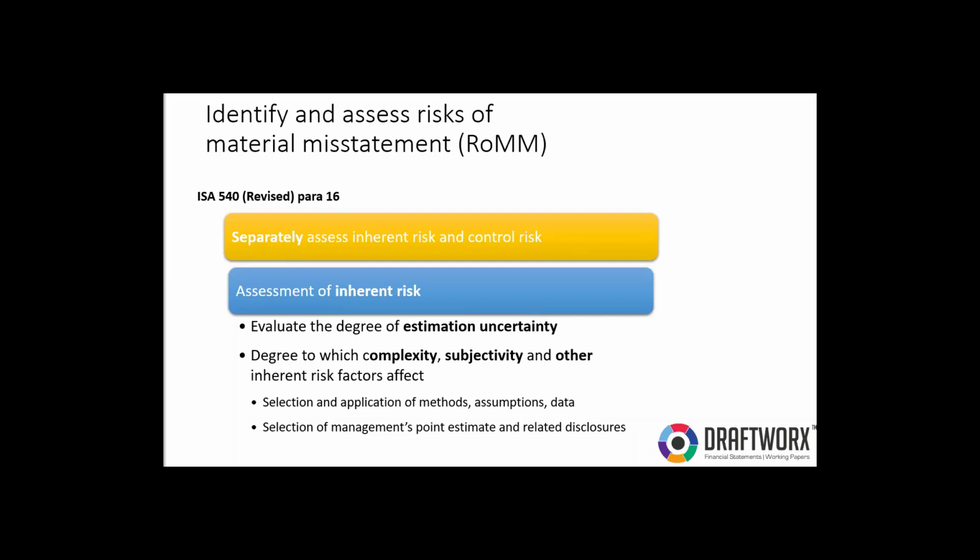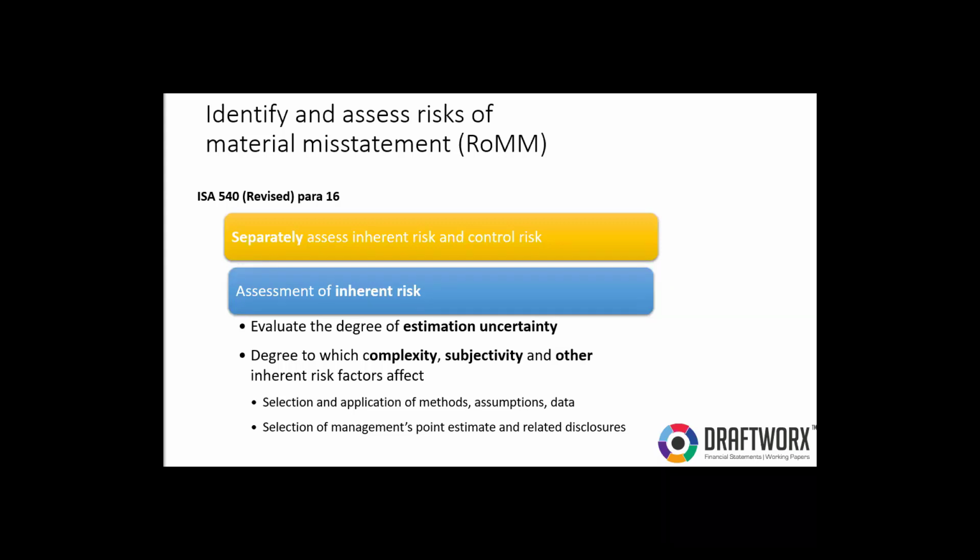accounting estimates, ISA 540 revised paragraph 16 very specifically requires that when you are identifying and assessing the risk of material misstatement relating to accounting estimates and their related disclosures, it's important that you separately assess inherent risk and control risk.